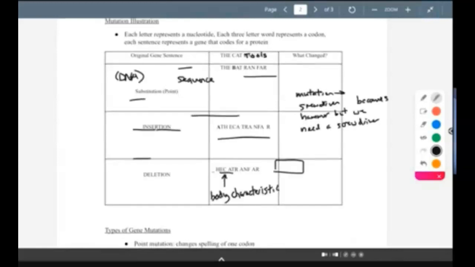Somebody wants to get in. Sorry. It's Megan. Hey, Megan. I'm sorry, I just saw you. Were you waiting long? Sorry about that. We're just doing the mutation notes. They're in the agenda.